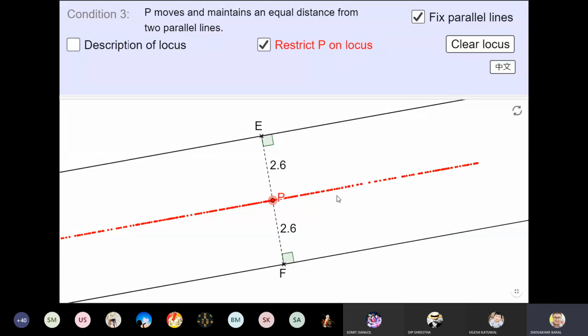One in which the moving point was maintaining a fixed distance from a fixed point, or the distance was always same from the fixed point in the first example. In the second example, we discussed the locus of a moving point in which the point moves in such a way that its distance from the 2 points is same always. Here we are discussing such an example in which the point is moving so that its distance from the two parallel lines is always fixed. It's 2.6, 2.6, 2.6 always. It is tracing a path that is a straight line.